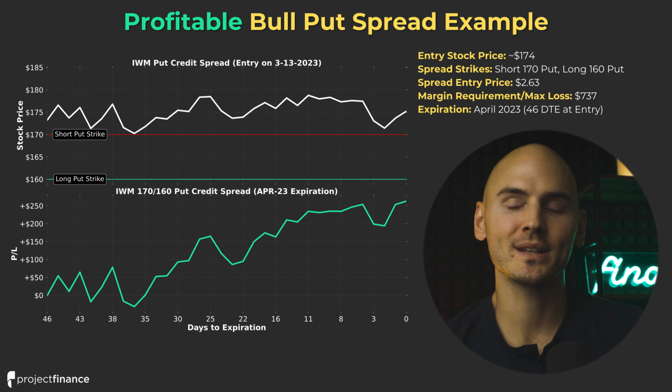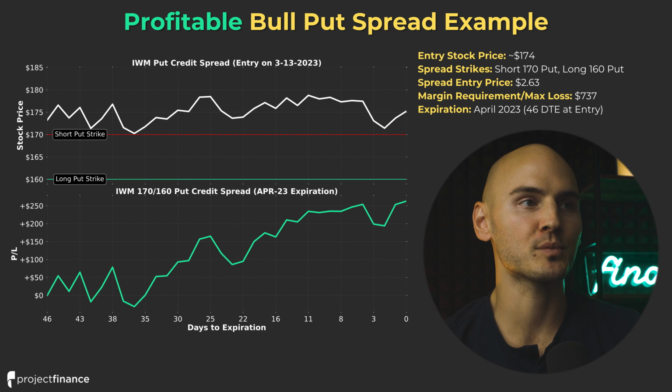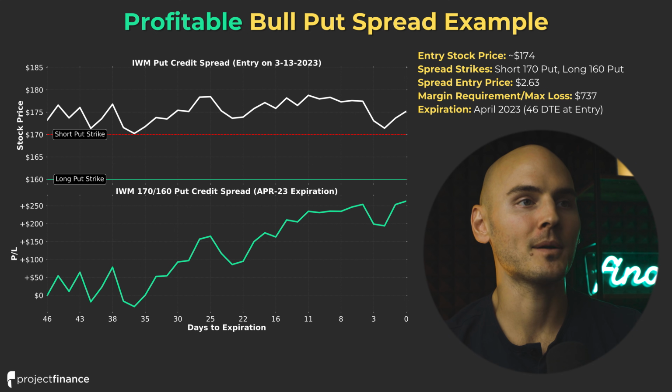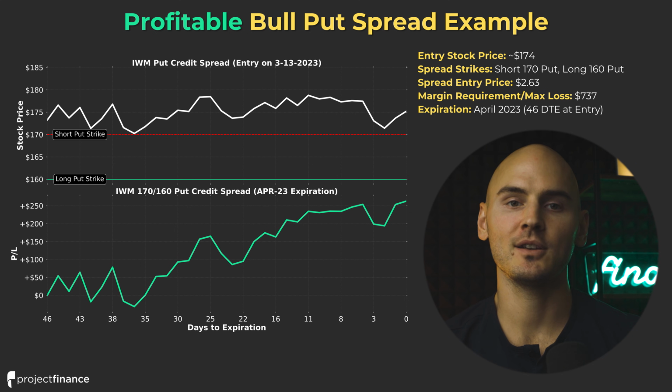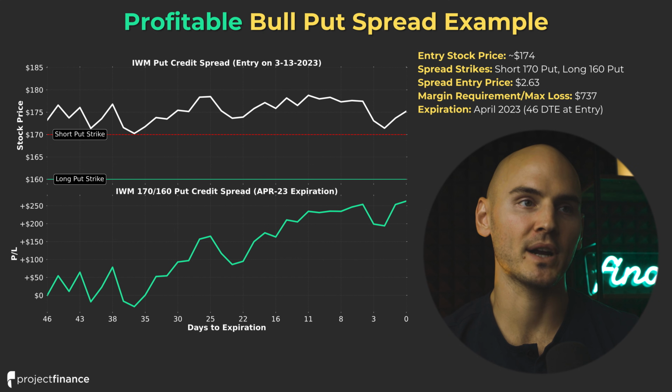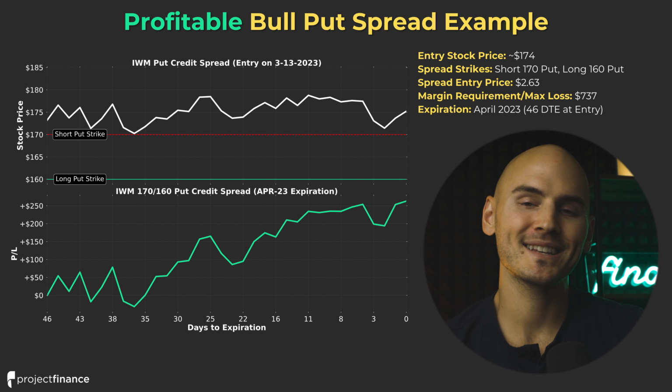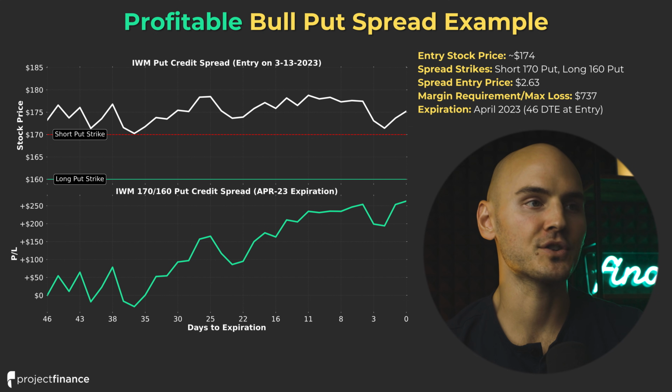And we're looking at the 170-160 put credit spread. The spread price at the time of entry was $263, and this brings our max profit to $263 and our maximum loss potential, or margin requirement, which is the amount of money we need to put up to enter this trade, of $737. The expiration was April 2023. It was the standard monthly expiration cycle, and we had 46 days to expiration at the time of entry.